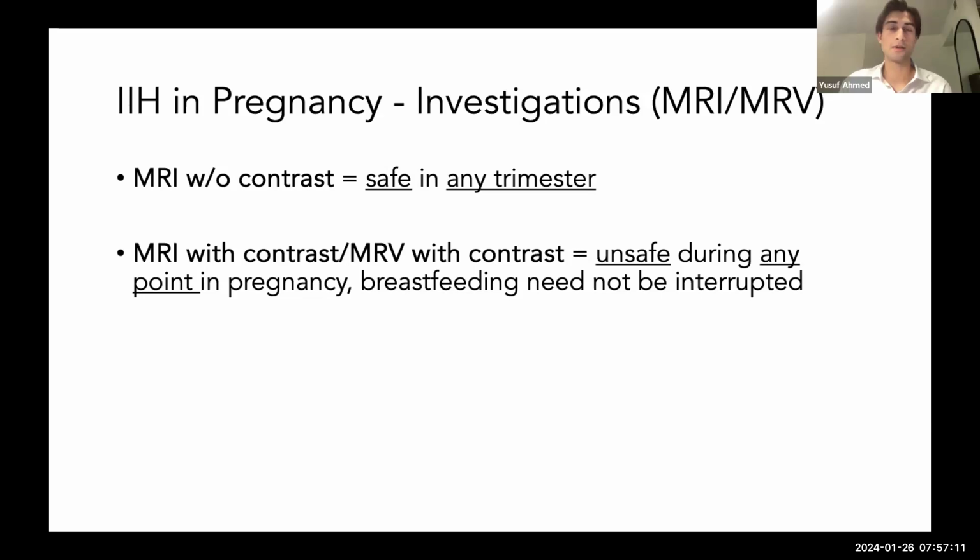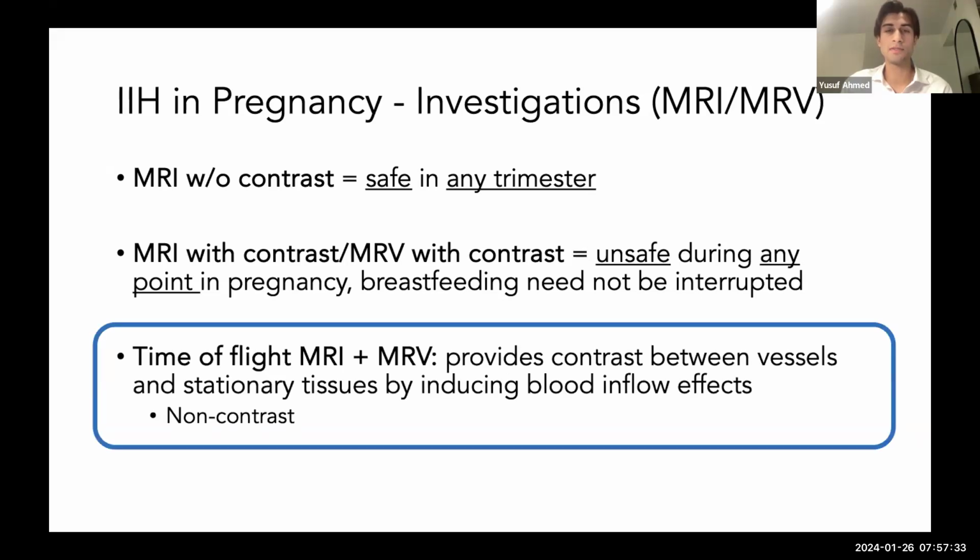So we're in a bit of a dilemma here with the pregnant patient. If we do know that high quality imaging is necessary to rule out secondary causes of raised intracranial pressure and rule out demyelinating disease, leptomeningeal enhancement, what are we supposed to do in this population? And an MRI without contrast isn't the most sensitive at ruling out these entities. There is a modality of imaging called a time of flight MRI, MRV, which is a non-contrast study, but it does provide contrast between the vessels and stationary tissues by inducing blood inflow effects, but it still doesn't 100% live up to the gold standard of the gadolinium MRI. But it is something that you can have in your back pocket, and at least it's a little bit better than the MRI without contrast. So just keep that in the back of your mind here.